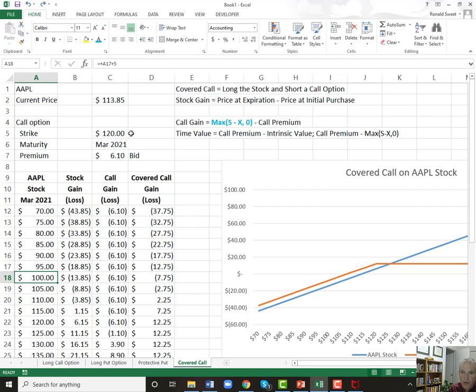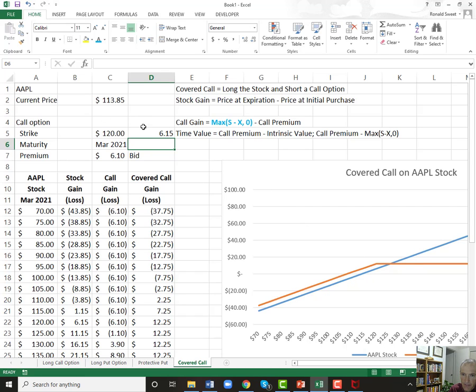So at 120, we're long the stock, so we made 120 minus 113.85. But once we hit 120, that's the most we can make, 116.25. Once we hit 120, the gains on the stock are exactly offset by the losses on the call option. And so once we hit 120, we can't go any higher. Now what's the most we can do? The best we can do is we'll make the 615. That's what this top line is, 615.